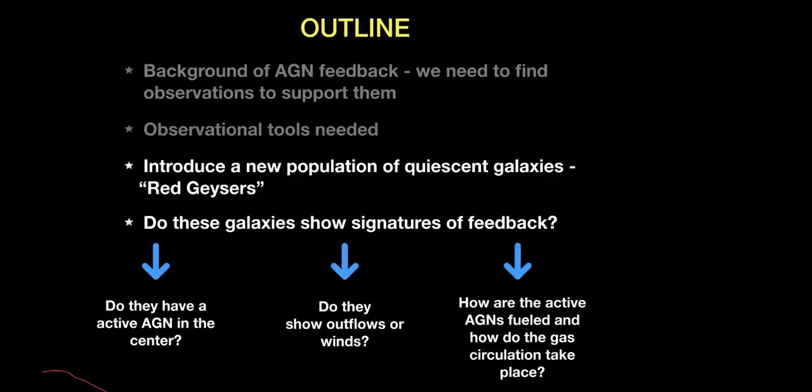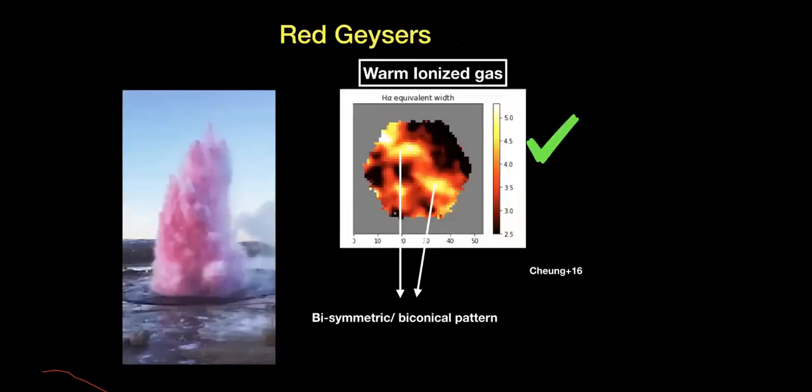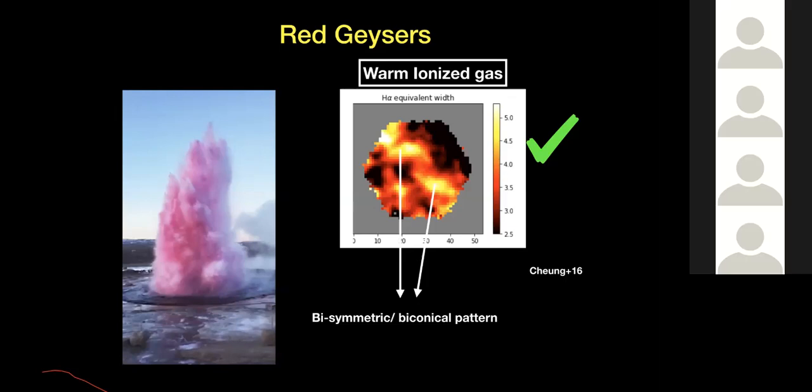Okay, so now let's go to the red geysers. When I say red geysers, you might expect to see something like this, but it actually looks more like this on the right. Here I am showing you a 2D spatially resolved H alpha equivalent width map. So that's a lot of information. H alpha equivalent width is basically like flux. It's the flux coming out from a specific emission line, here H alpha. So you can treat this as a flux.